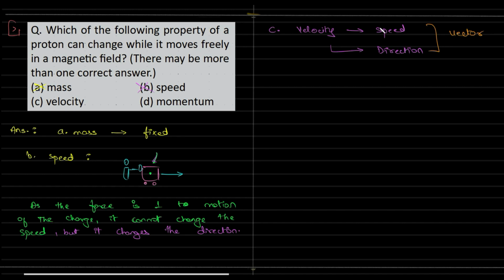Since we saw that speed cannot be changed, that's not an option, but direction is changing. So we have written the explanation over here, the same thing again. As this force is perpendicular to the motion of the charge, it cannot change the speed, but it changes the direction. Thus, the velocity will change. So what is the question? Which property of the proton will change? The velocity will change. When I say speed is fixed but the velocity is changing, it means the direction is changing, right?